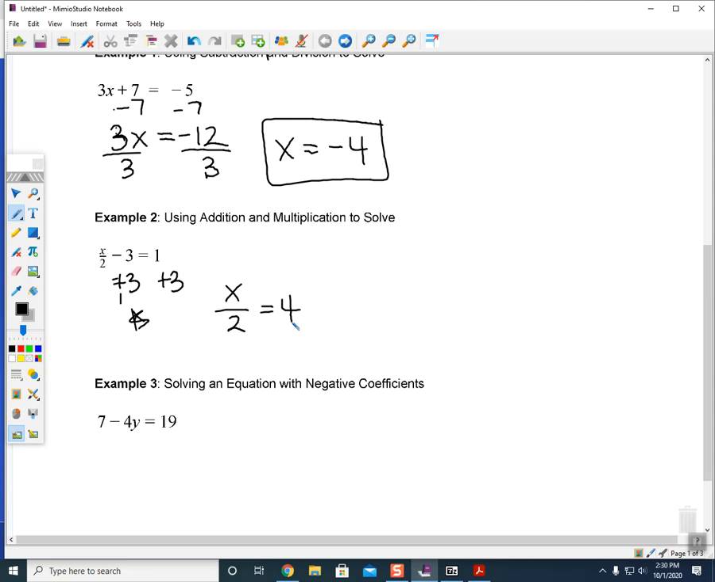X over 2 means that I'm dividing, so to get rid of this means that I need to multiply. So I'm going to multiply both sides by 2 over 1 times 2. These cancel, right? So then I'm just left with x equals 4 times 2 is 8. X equals 8.